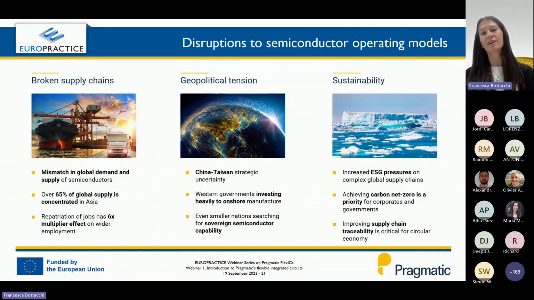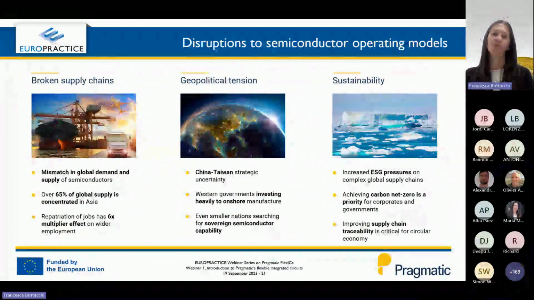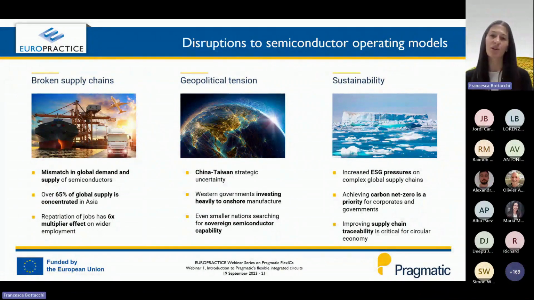And Western governments are really investing heavily to onshore semiconductor manufacturing. We've seen recently the US Chip Act, the UK semiconductor strategy, and hopefully very soon the EU Chip Act. So every nation, every country is really trying to get some sovereign capability of semiconductor manufacturing.